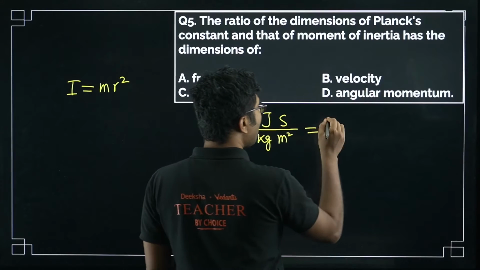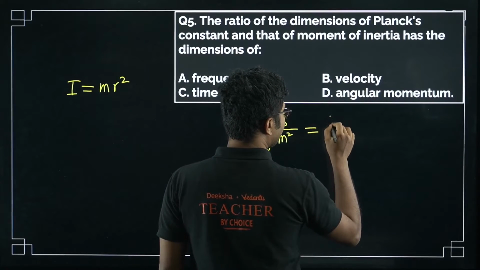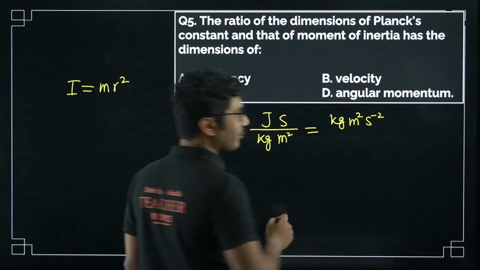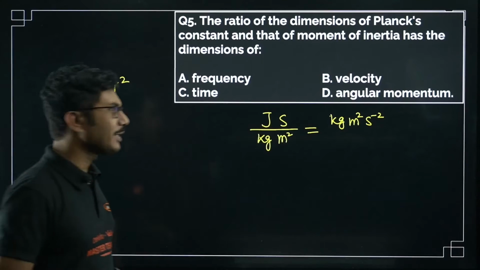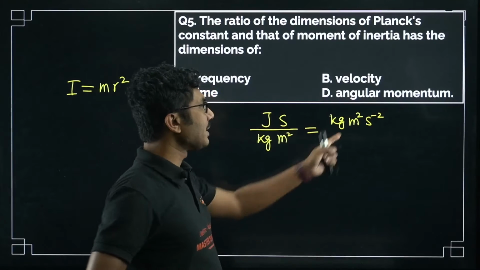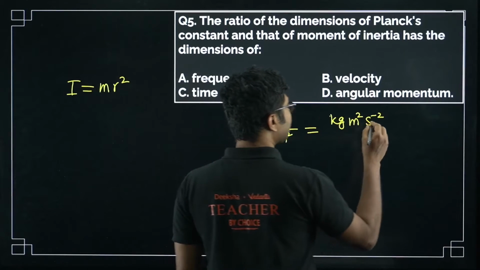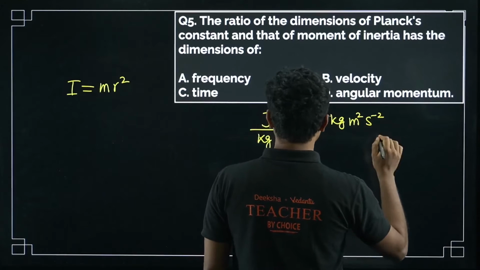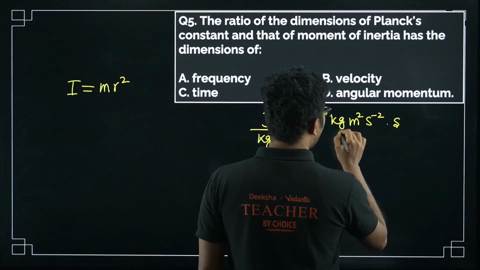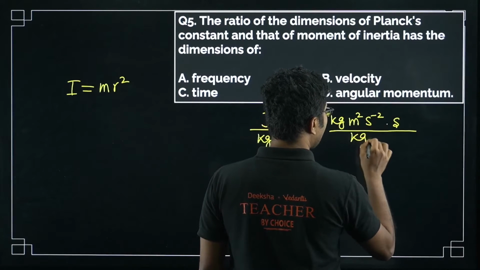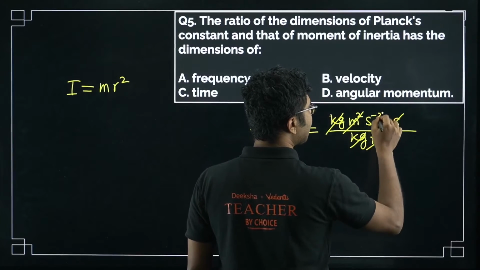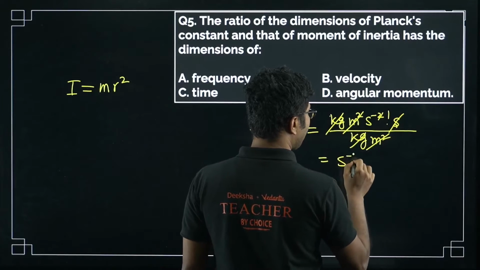So what is joule? Joule is kg meter square second to the power minus 2. Okay, joule is basically force into displacement. Force is kg meter per second square, and you have to multiply with one more displacement, that is m. So kg meter square second to the power minus 2 is joule, and another second is multiplied, and in the division we have kg meter square. So kg cancels, meter square cancels, second cancels, you have only second to the power minus 1.